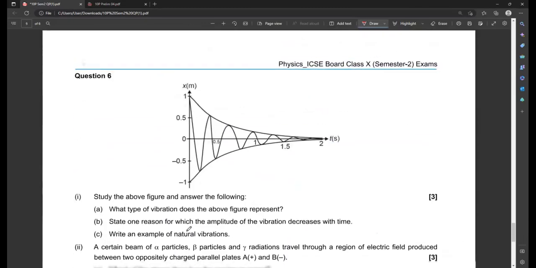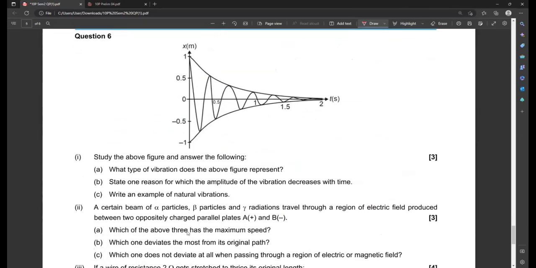Then coming to the next question. Study the above figure and answer the following. What type of vibration does the above figure represent? So it is damped vibration. State one reason for which the amplitude of vibration decreases with time. They have to overcome the resistance of the medium. So energy is spent and therefore the amplitude keeps on decreasing.